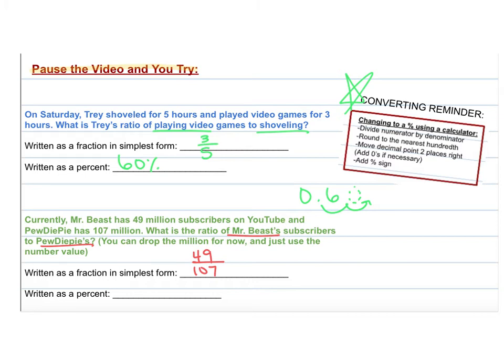So again, divide 49 divided by 107, which using my calculator was something like that, and it keeps going on and on. Round that to the nearest hundredth. That's the second spot after the decimal. Look to the number after. 5 or more, raise the score. So that would become 46 hundredths. Move the decimal 2 places to the right and add a percent sign. So 46%.